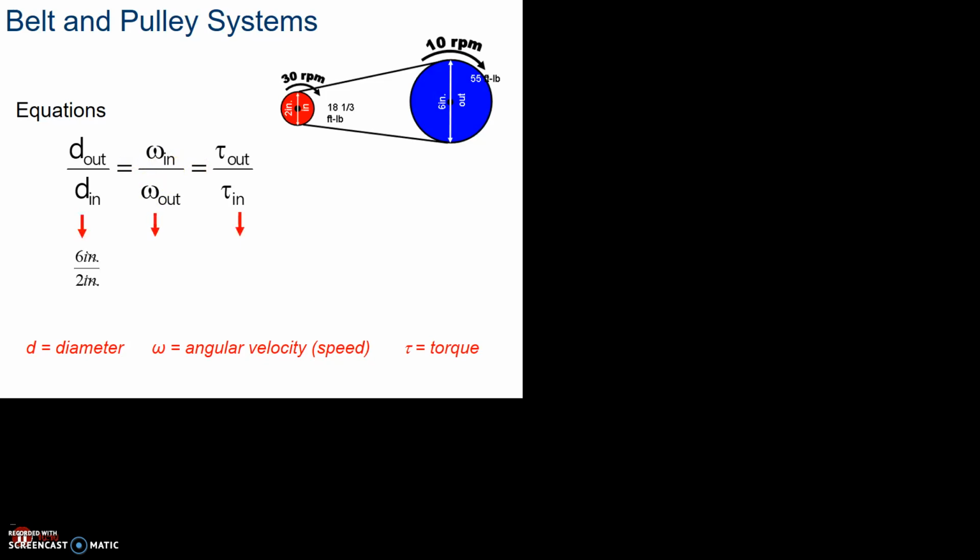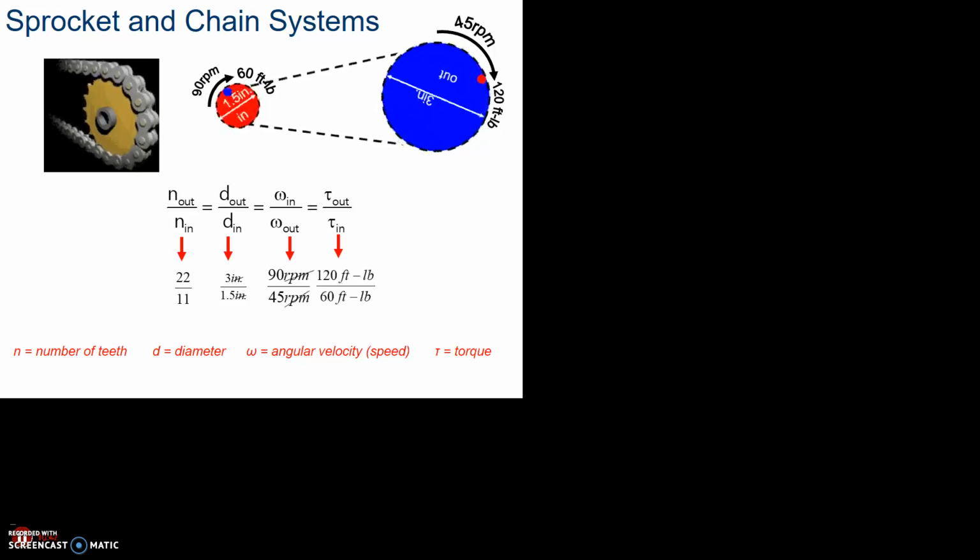So in this scenario, diameter out 6 over 2, 30 revolutions over 10, notice that's again flipped, or torque 55 foot-pounds over 18.3 foot-pounds. Sprockets are the exact same thing, but this time you do have teeth, so you can add teeth into that, and it does the exact same thing: 22 teeth over 11 teeth, diameter 3 inches over 1.5, omega 90 revolutions over 45 revolutions, and then lastly your torque, which is 120 over 60.